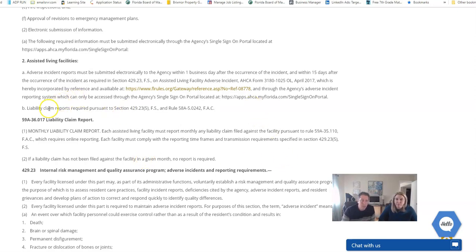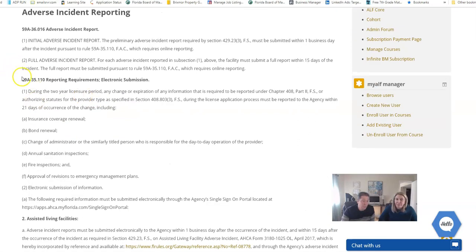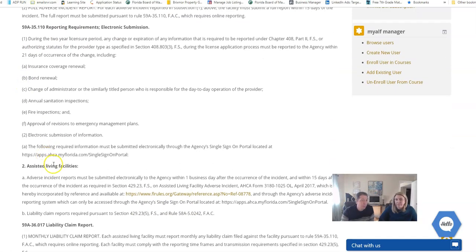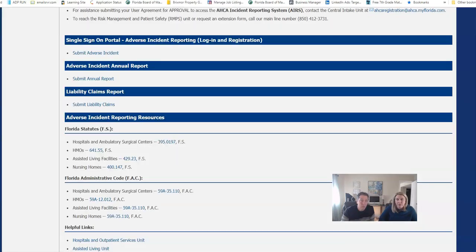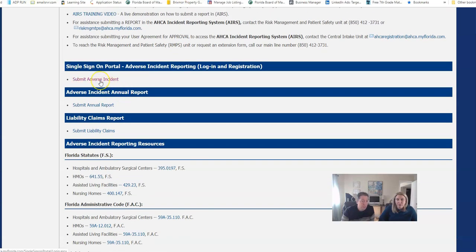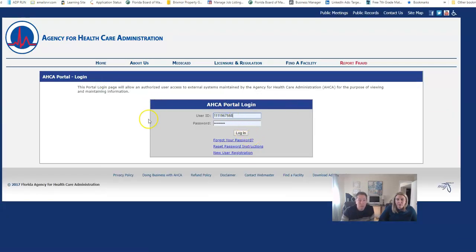And then the liability claims. And I copied and pasted this from a different section. See, 59A-35.110, which is what 59A-36, Florida Administrative Code, right here it says 59A. That's why I posted this. And it does repeat a little bit of the information, but you'll also find the gateways and more information there. So let me just show you really quick. I'll flip back over here. So if I were to click on Submit Adverse Incident Report, it would take me to the login screen to the ACA portal. And you can also do registration here.